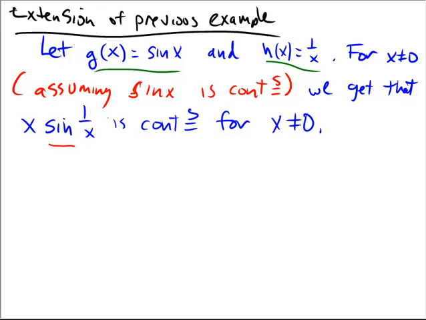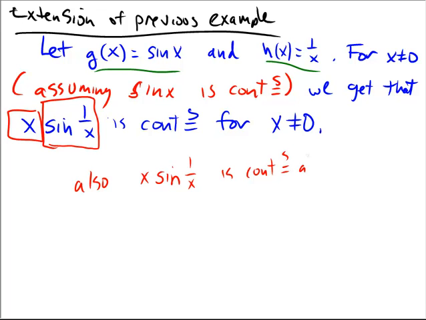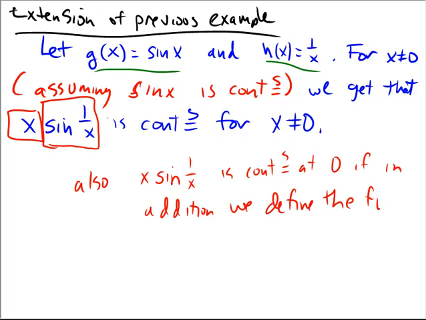So sine of 1 over x, which is the composition of g and h, is continuous. Furthermore, products are continuous. So x multiplied by sine 1 over x is continuous for x's that are not equal to 0. But remember, in our very first example, we showed that x sine 1 over x is continuous at 0 if, in addition, we define the function to take the value of 0 at 0.